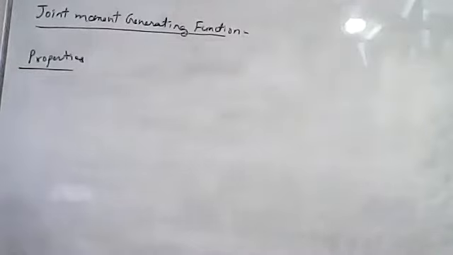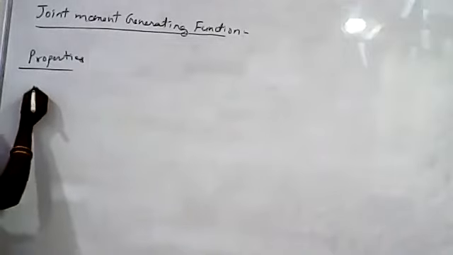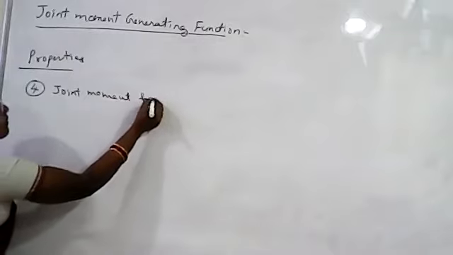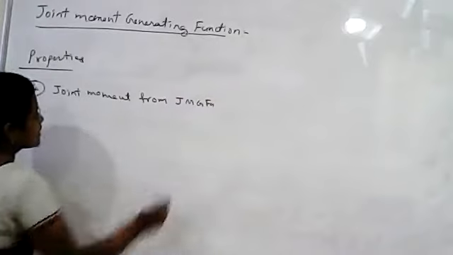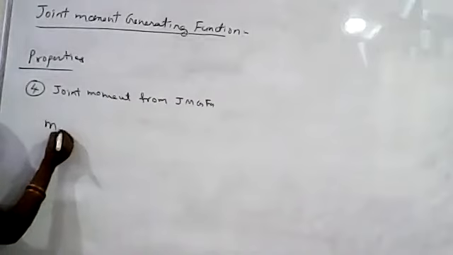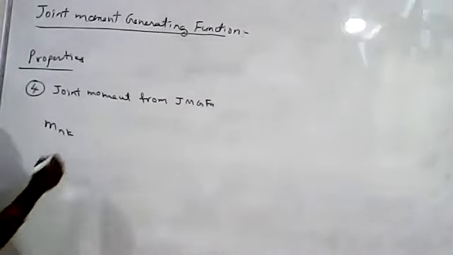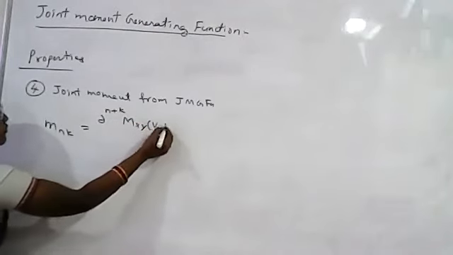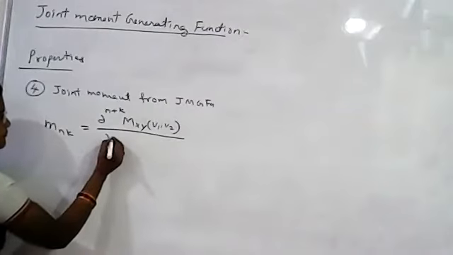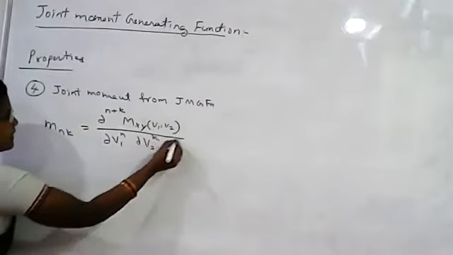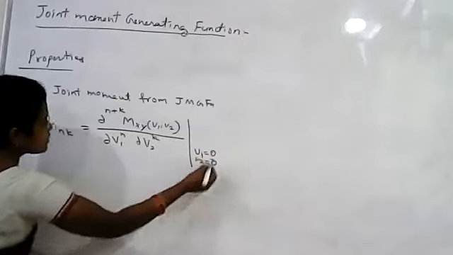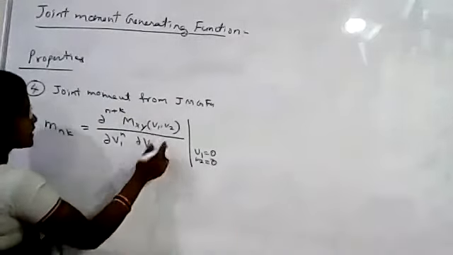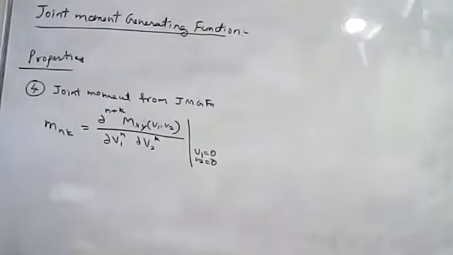The fourth property says that the joint moments can be obtained from the joint moment generating function. How do we obtain joint moments? The joint moments are m and k, called the joint moment. They can be obtained as the partial derivative of order m plus k of Mxy of v1 comma v2, with respect to v1 power m and v2 power k, substituting v1 equal to 0 and v2 equal to 0. So the joint moments can be obtained from the joint moment generating function.